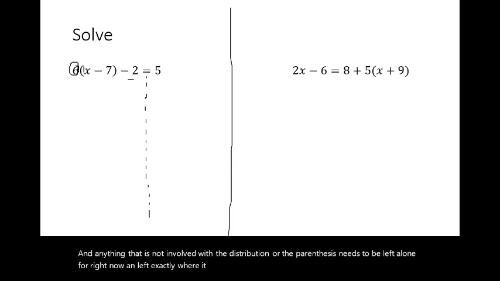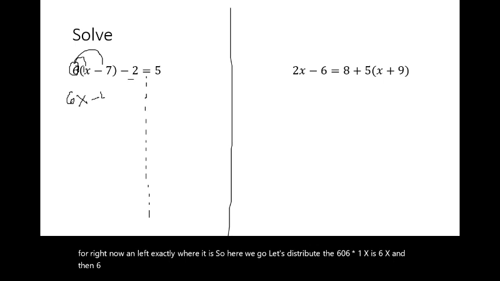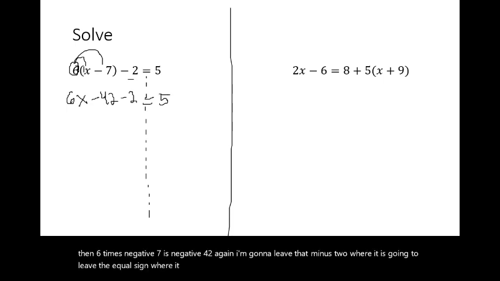So here we go. Let's distribute the 6. So 6 times 1x is 6x. And then 6 times -7 is -42. Again, I'm going to leave that minus 2 where it is, going to leave the equal sign where it is, and then I'm going to leave the 5.